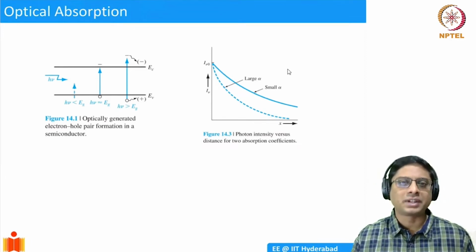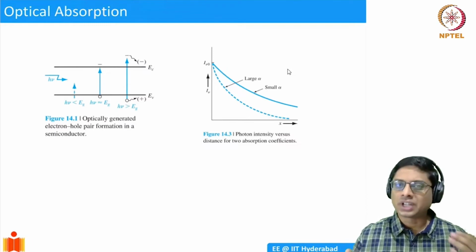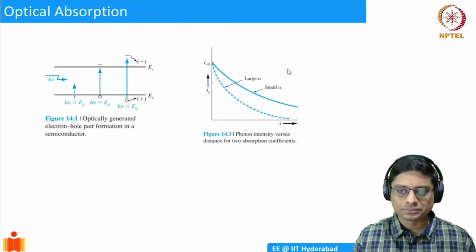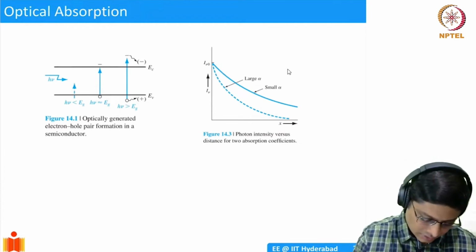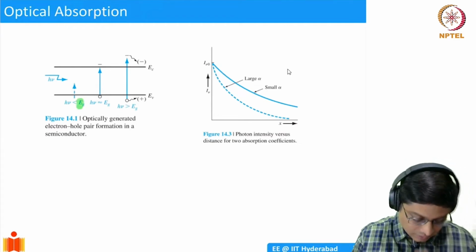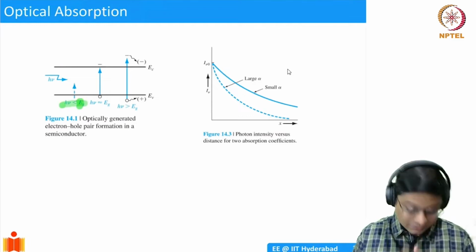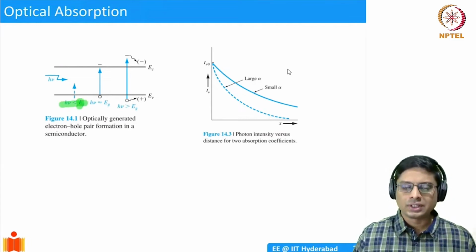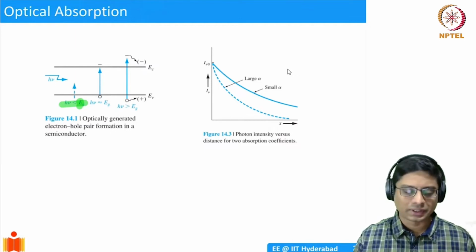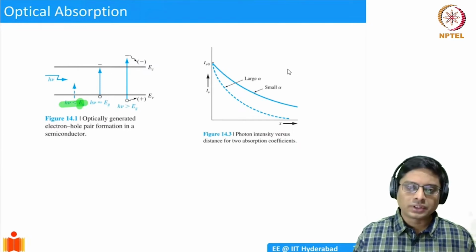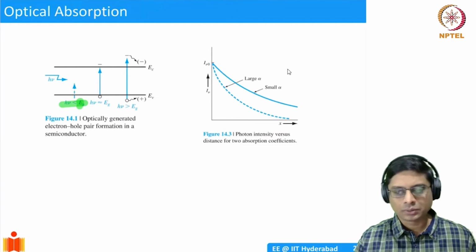So let us say you have a semiconductor, and then we shine light on it. What happens? We said that, let's say the semiconductor has a band gap of, in this case, let's say Eg. If the energy of the photon is less than Eg, the photon does not have sufficient amount of energy to excite an electron hole pair. We talked about it already. So now, if the photon has energy equal to Eg or greater than Eg, what would happen?